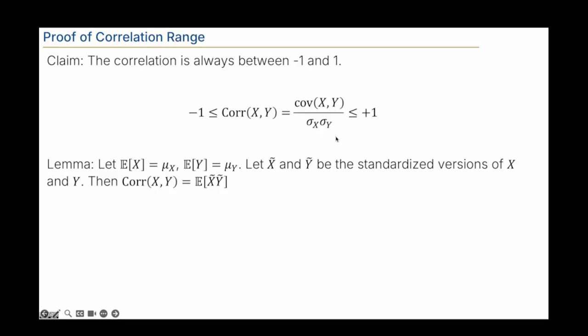Okay. So my little lemma here is going to say, again, let's use mu x and mu y for the expectations of x and y. And let's say x tilde and y tilde are the standardized versions of x and y. That's why I introduced them primarily. Turns out then that the correlation of x and y is just going to be the expectation of x tilde times y tilde. Okay, so by applying this transformation, the correlation is just going to be the expectation of the product of the standardized random variables on a nice scale.